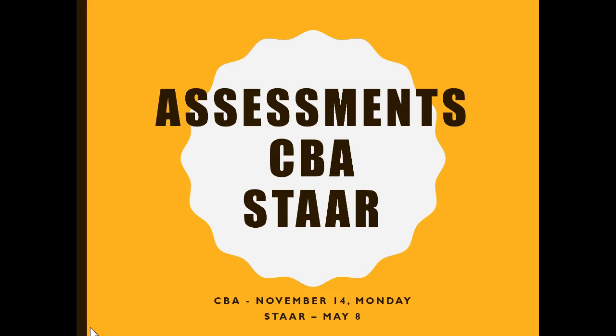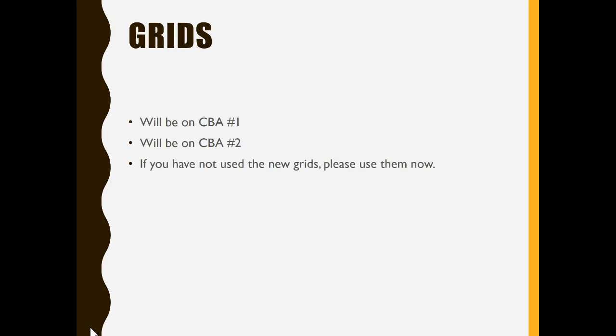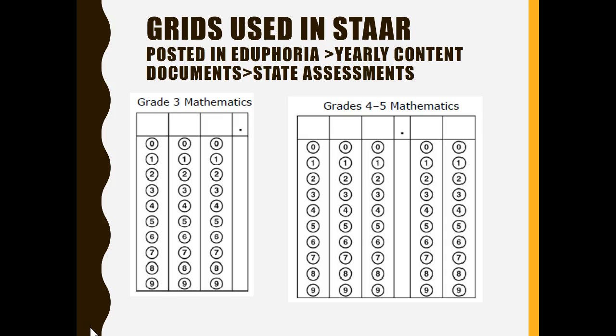Now, thinking about assessments and being CBA and STAR, CBA will be November 14th, which would be the first Monday of the third 6 weeks, and STAR will be in May 8th. Now, please focus on using grids as much as possible on your formative assessments. It will be on the first CBA and the second CBA. They are also located in Eduphoria under yearly content documents and then state assessments. You'll see there's a page with lots of grids on there for you to use.